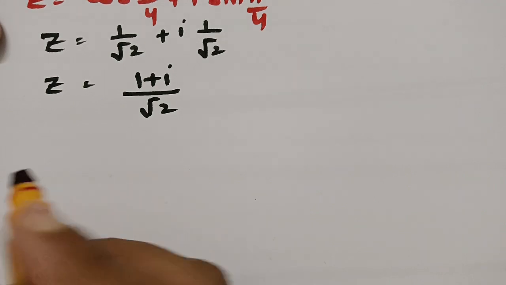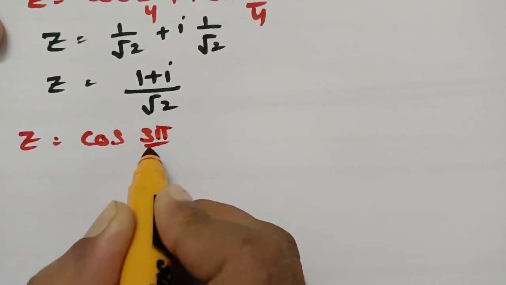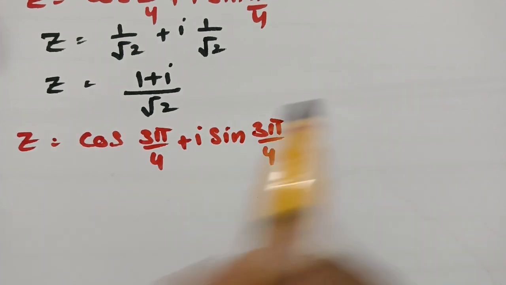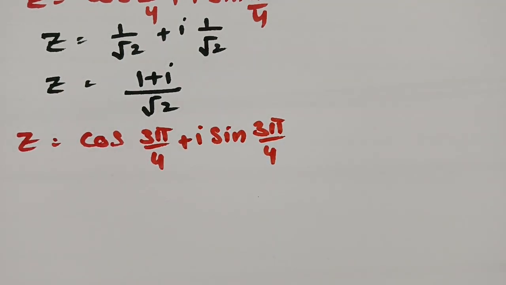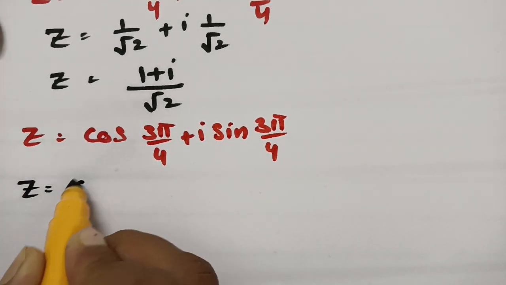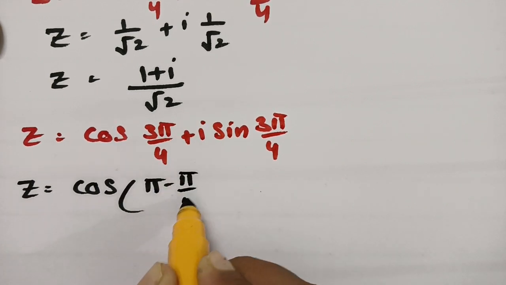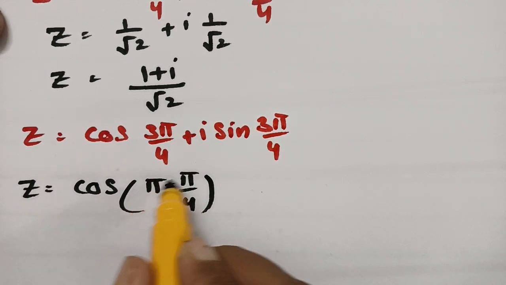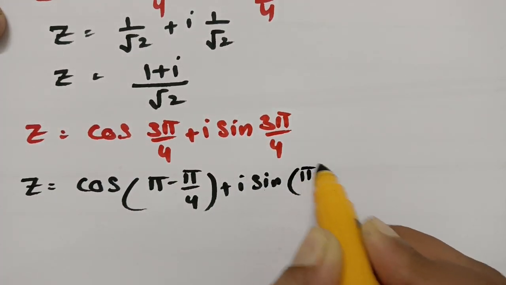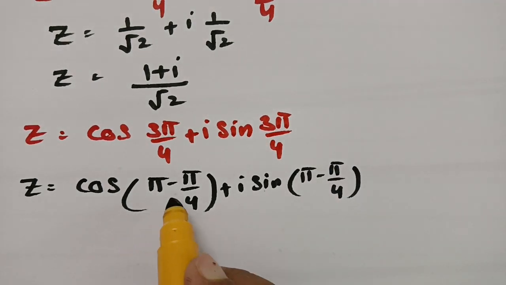In order to calculate this one, z is equal to cos 3 pi by 4 plus i sin 3 pi by 4. We have to write this in the form z equal to cos of (pi minus pi by 4), since taking 4 as LCM, this is 4 minus 1, 3 by 4. Next, sine of (pi minus pi by 4). Pi is nothing but 180 minus theta.